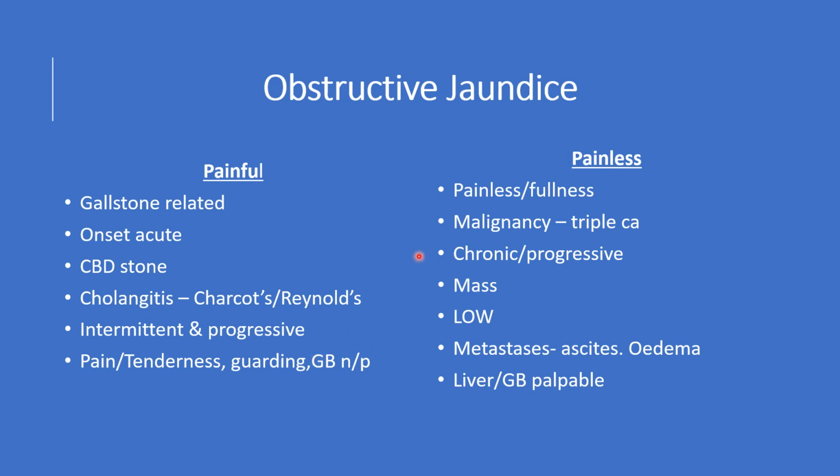Okay. Whereas in painless jaundice, the patient does not complain much of pain, but more of fullness or discomfort in the upper abdomen, especially on the right side. Painless jaundice usually indicates a malignant cause, with the triple CA that we mentioned. It is chronic in onset, a few weeks to a few months, and the jaundice is progressive, okay, compared to intermittent in painful situations.